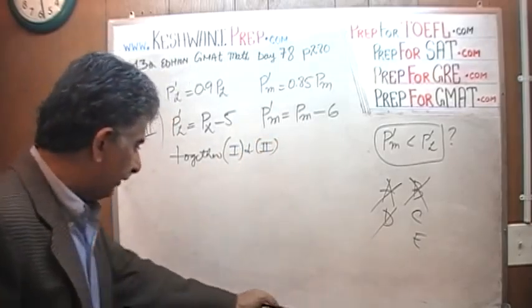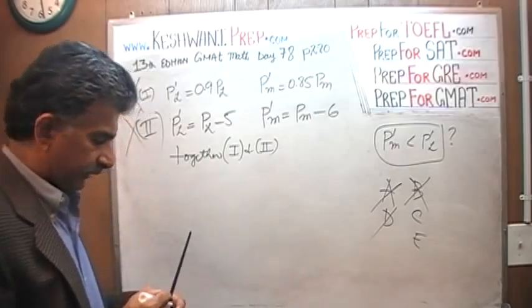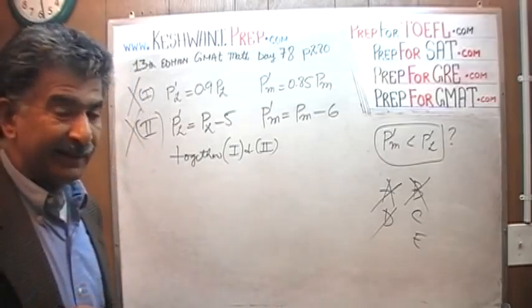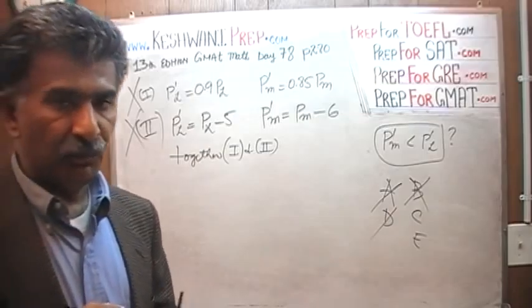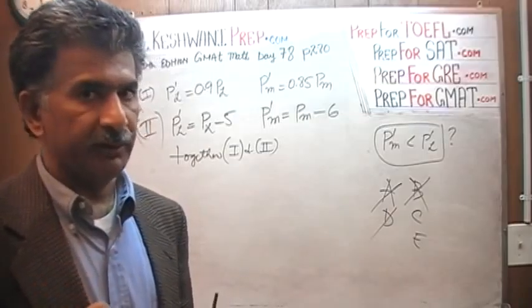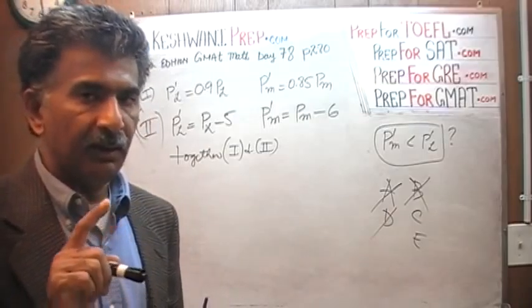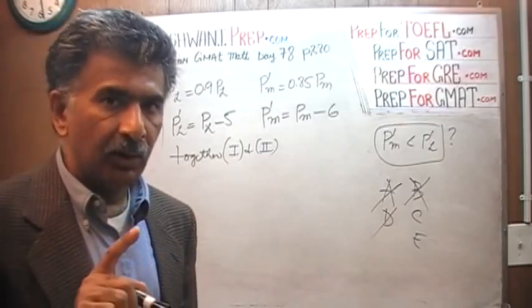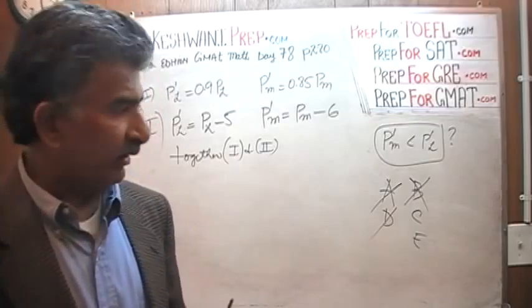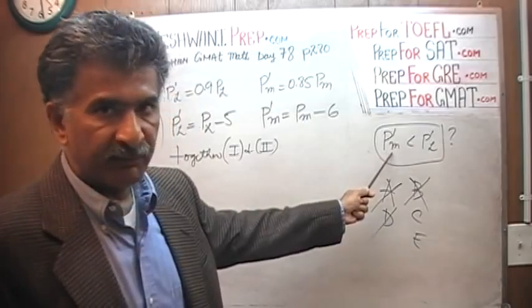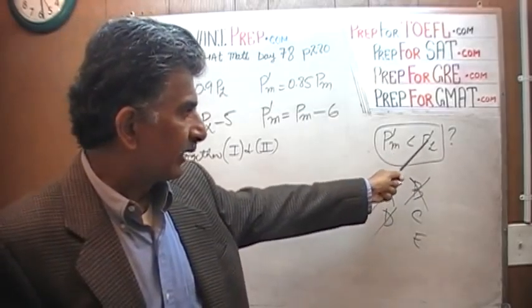Well, what's going to happen if we put them together? Here's what's going to happen. Listen carefully. Because in the real exam, as you know by now, you don't actually have to solve anything. You just have to be able to tell whether you have sufficient data to be able to answer the question. The question being, is the discount price at M less than the discount price at L?